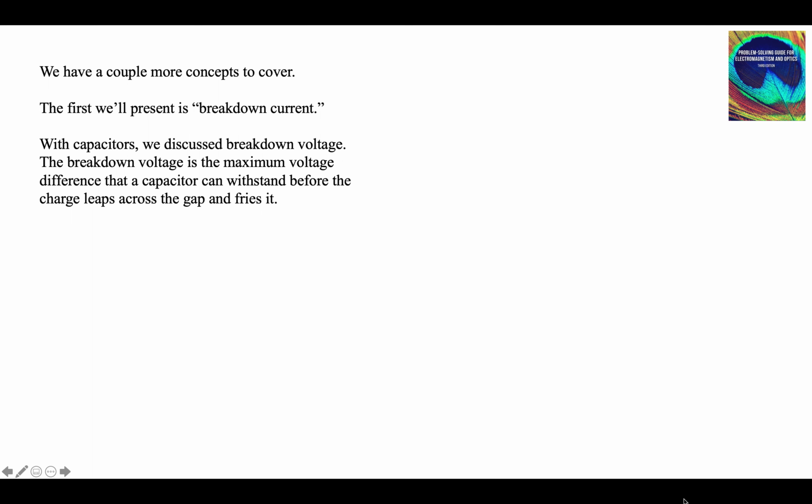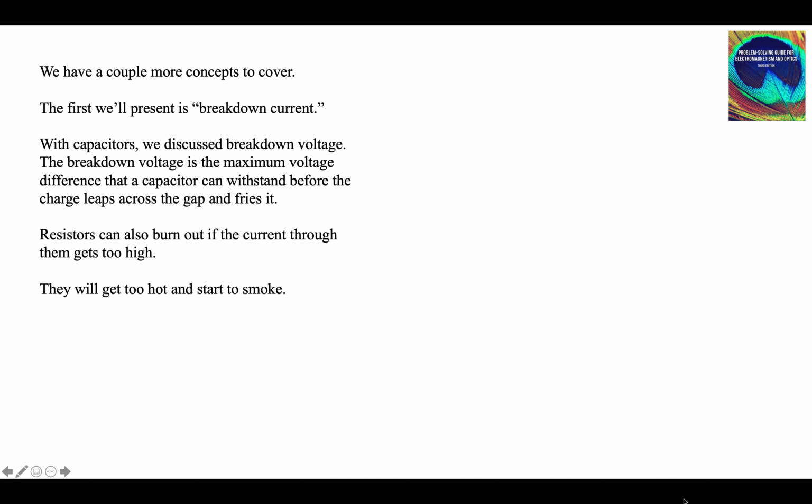When we had capacitors, we talked about a breakdown voltage, the maximum voltage across a capacitor before the charge can't stand it anymore and leaps across. Sparks across the capacitor. It leaps across the gap. It fries the capacitor. Resistors can burn out if the current through them gets too high. You try to push too much current, the thing will start to smoke, start to smell. I smell something burning. That's the resistor.